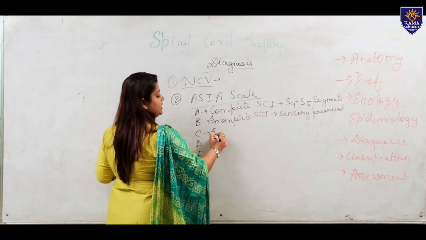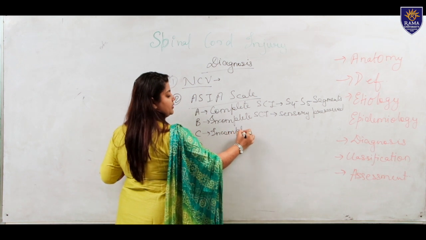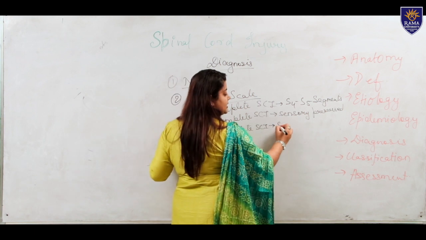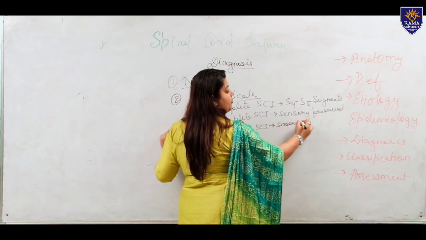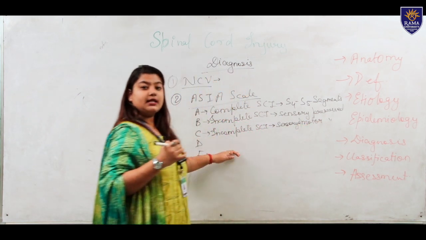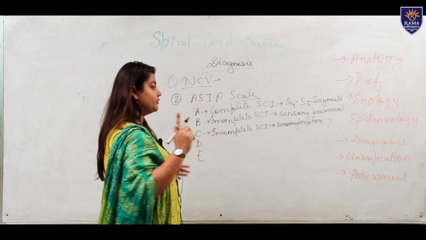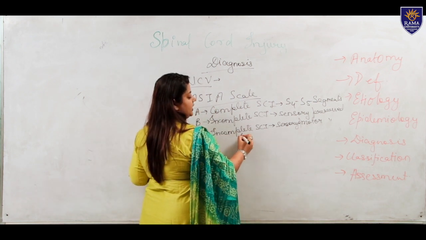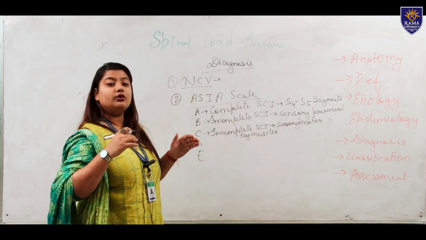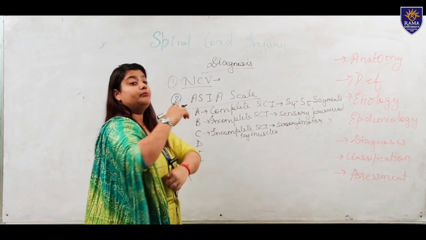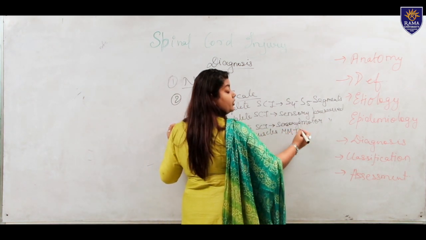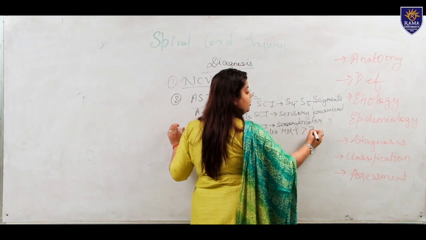In category C, there is again incomplete spinal cord injury, but here sensory and motor functions are both preserved. But in this case, the key muscles of the lower limb, or the key muscles of the limb being studied, will have MMT or power or range within or below 3.